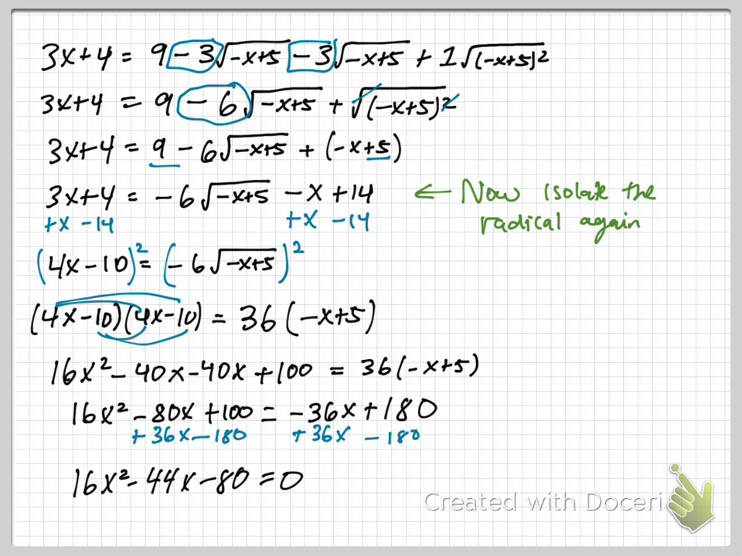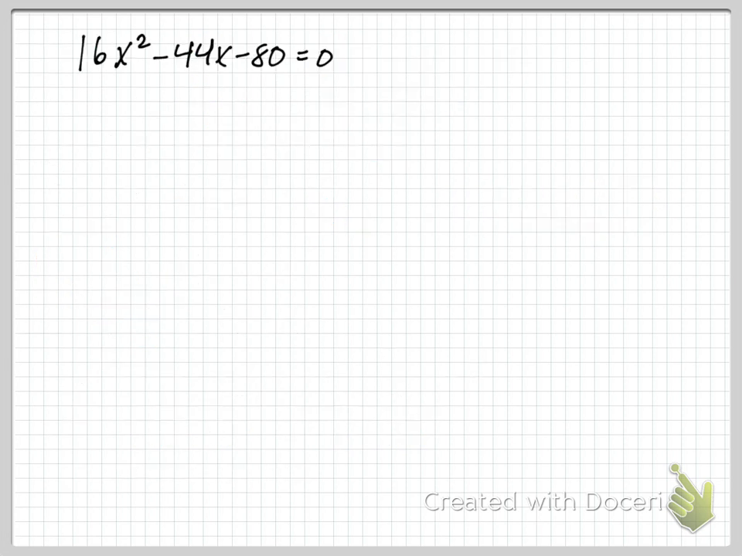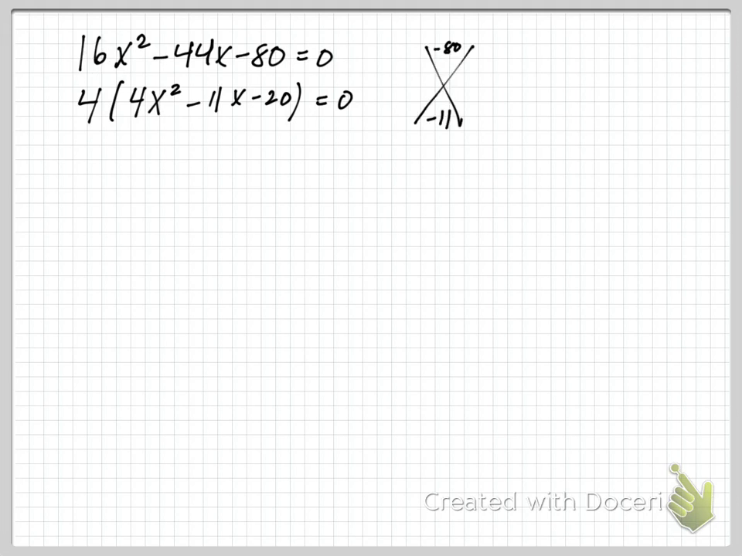So now let's go to another page and figure out how we're going to solve that one. All right, so notice that this is 16, it's divisible by 4, 44 is divisible by 4, and 80 is divisible by 4. So I'm going to take out a 4. So now what we got to do is we got to factor this quadratic inside of here. I'm going to do it through the AC method.